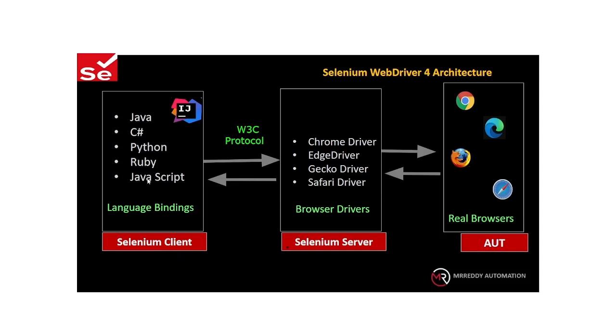In short, Selenium automation scripts use the W3C protocol for communicating with different browser drivers, and these drivers communicate with the respective browsers, execute the instructions received from the automation scripts, and send back results to the Selenium client. That is pretty much about Selenium WebDriver architecture.